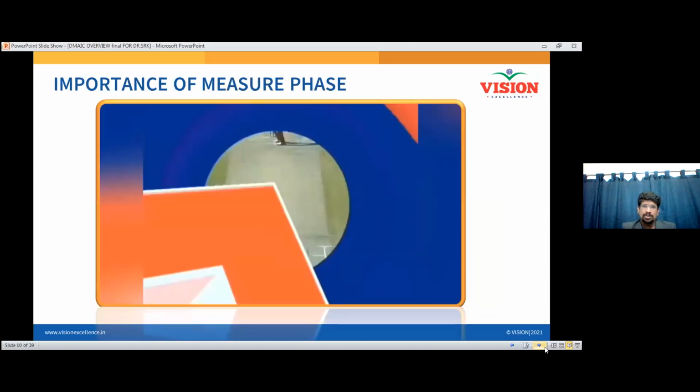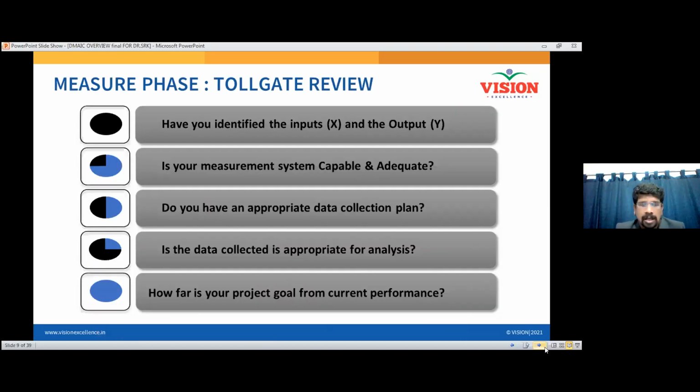So to do this, sir, yeah, sorry, I didn't get that. Is the data collected appropriate or not for the analysis? Can you just elaborate? Sorry, I didn't get it.